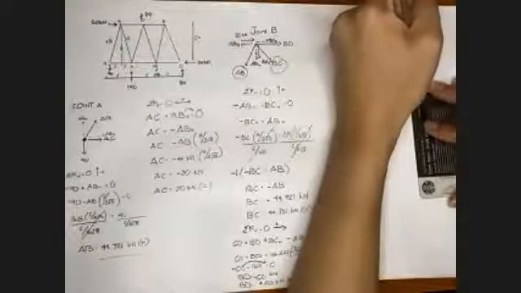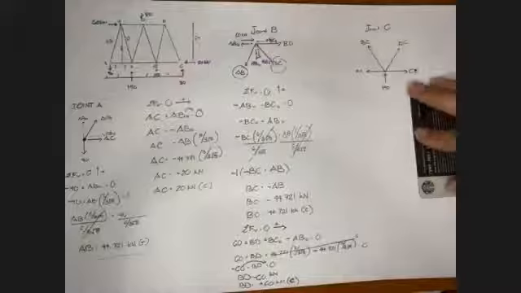Let's now move to joint C. Okay. So let's draw our C. So we have BC here. We have DC. We have a reaction here, an upwards force of 140. We also have AC here and CE. But we already know the value of BC.